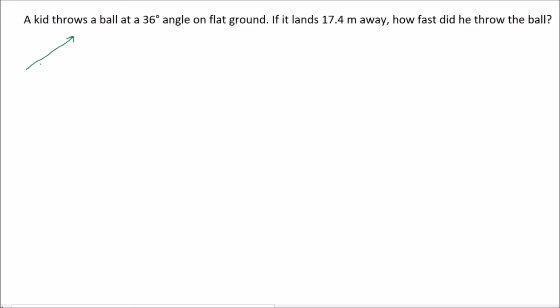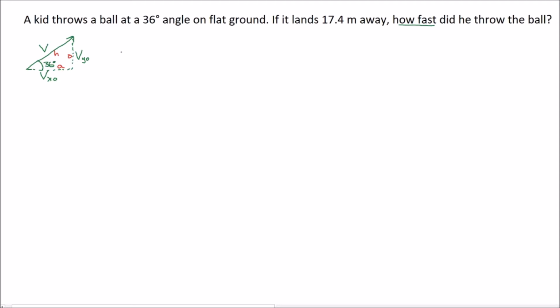Basically what's happening here is the kid throws the ball at an angle at some velocity that we don't know. In fact, that's what we're going to try to find out. The angle he throws it at is going to be 36 degrees, which we can note right there. That would make this velocity our hypotenuse. This would be our opposite side, and this would be our adjacent side. Our opposite side is going to be our Vy naught, the initial velocity in the y direction, and our adjacent side will be our Vx naught, our initial velocity in the x direction.